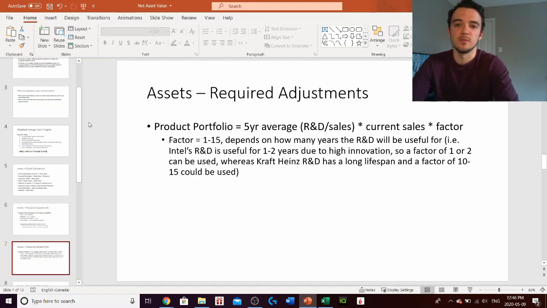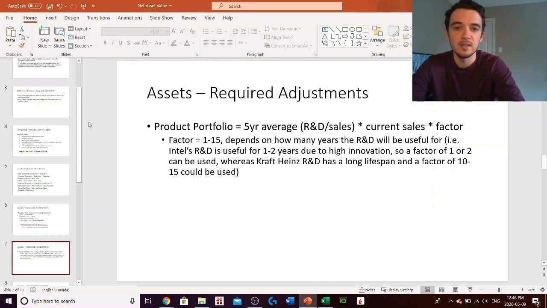So next, there's going to be some hidden assets. So the first hidden asset is going to be product portfolio. So if the company does R&D, some companies don't have to do any R&D. What you're going to do is take the 5-year average R&D divided by sales, multiply it by current sales, and then multiply it by a factor. And that factor is going to be between 1 to 15, and it depends on how many years the R&D is useful for.